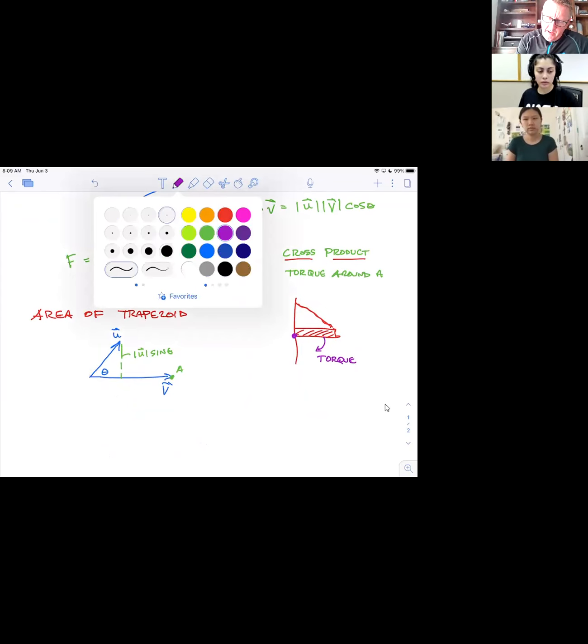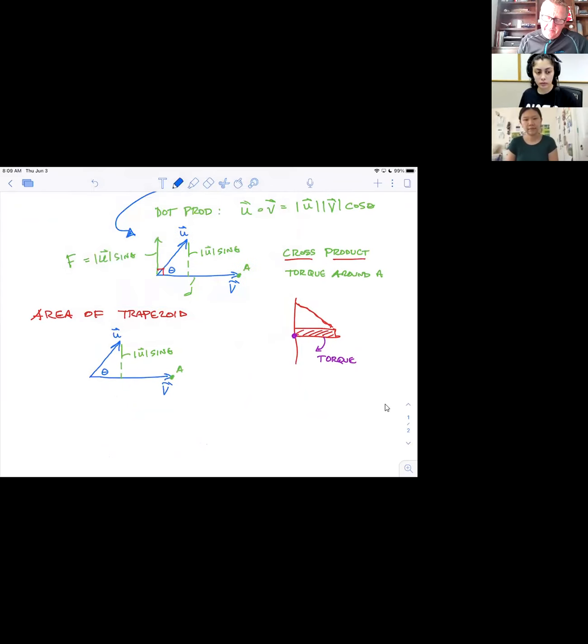Does it make sense to you that u sine of theta would effectively be the height of the trapezoid? I mean, if I redrew vector v up here and I redrew vector u over there, doesn't that create a trapezoid if I just make copies of those two vectors? So this is also vector u, this is also vector v. So if you take the length of vector v and then multiply it by u times the sine of theta, which is really the height, isn't that the formula for the area of a trapezoid?